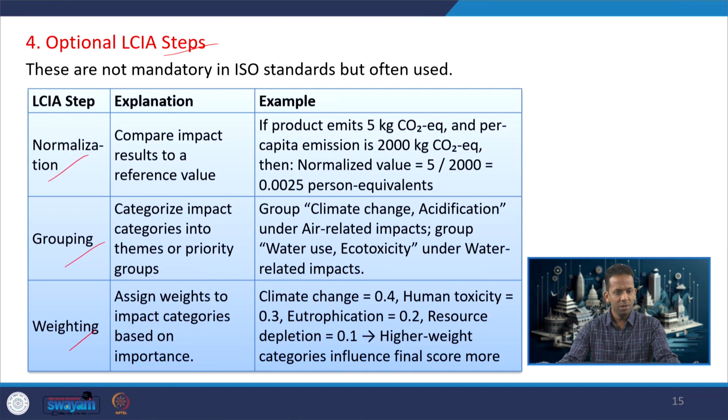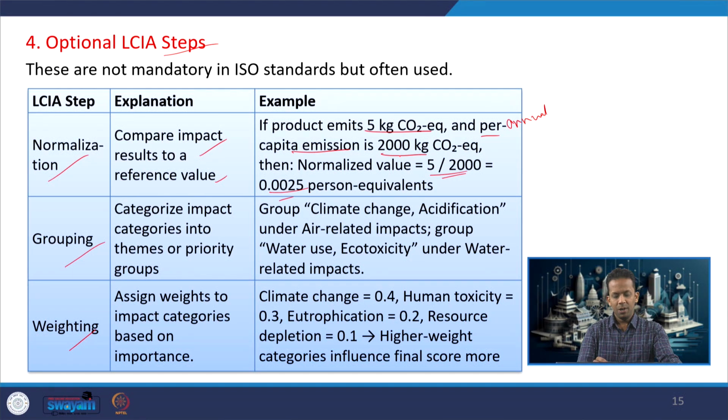One is normalization. You compare impact results to a reference value. For example, if one product emits 5 kg CO2 equivalent, and in that region there are say 100 people, a huge population, and per capita emission is 2000 kg CO2 equivalent, maybe this is per capita annual emission. So, there is a product which emits 5 kg and per capita it is 2000 kg CO2 emission, depending on the number of people using it for 1 year using different amounts of products. So, the normalized value on the basis of person equivalent will be 5 by 2000, that is 0.0025.